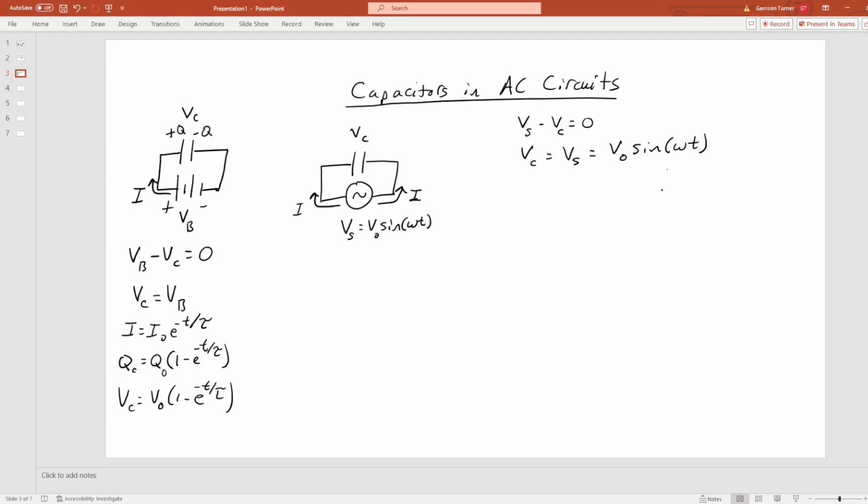So the voltage across the plates is in what we call in phase with the voltage of the source. So if I were to plot my source and the voltage across the plates, these would be identical.